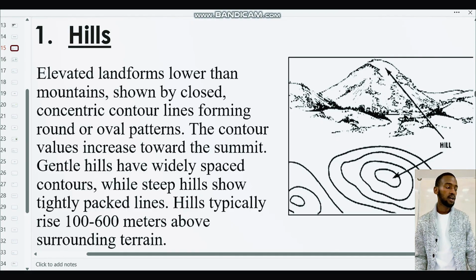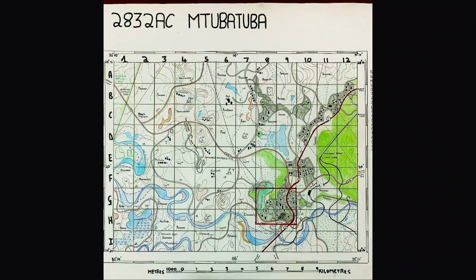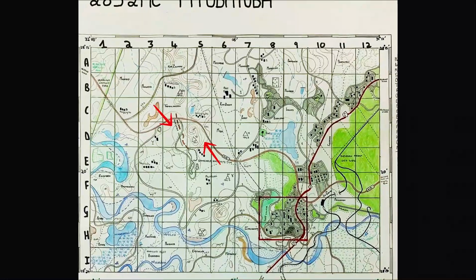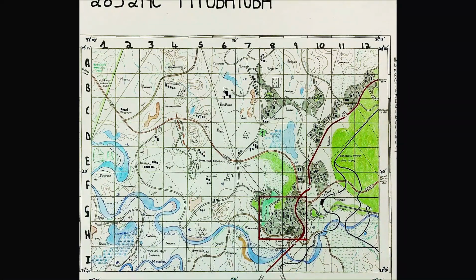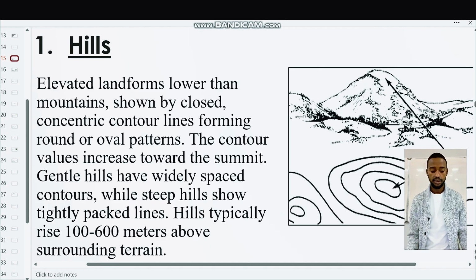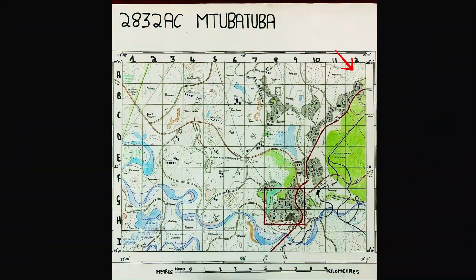You can make a reference to the map. On the map we have a hill on D5. How do you see that it is a hill? The contour lines are increasing towards the center, and the lowest height we find there is 139 and the highest height is 185. So we can see that there's an elevation there. And then we also have the gentle hills. The gentle hills are the widely spaced contours, of which you can make a reference to A11.